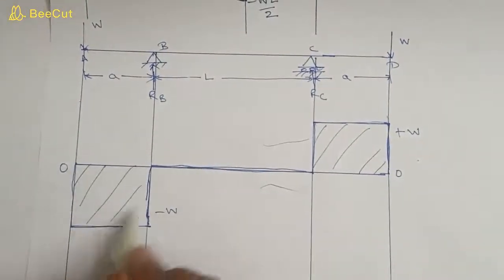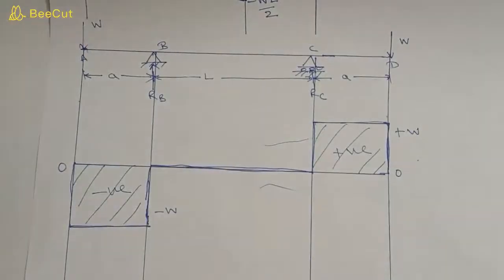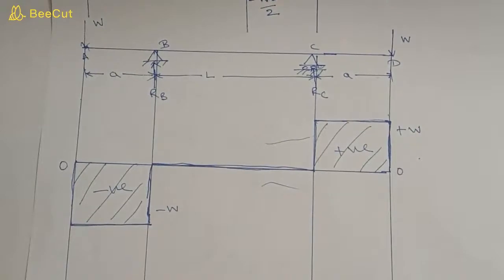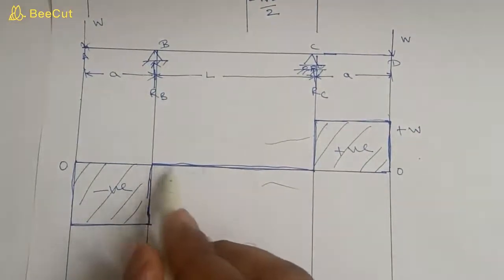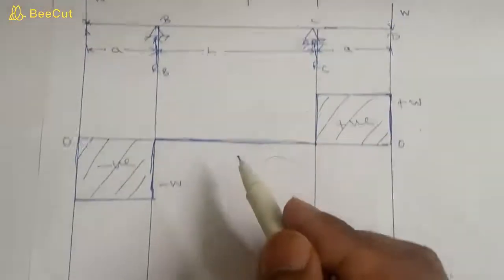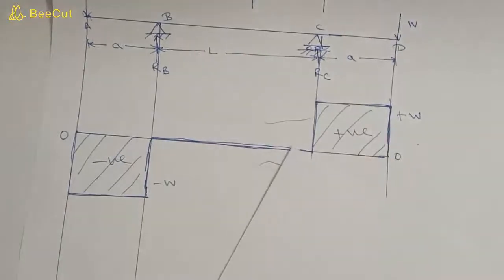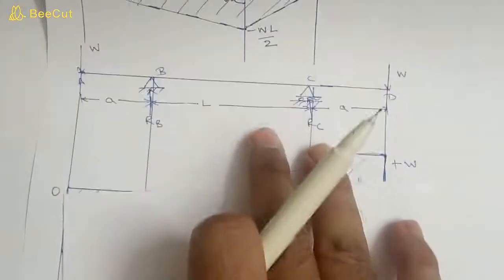So this is the shear force diagram, this is negative, this is positive. This is the shear force diagram for this beam. Now at this point shear force is 0, so bending moment should be constant. Let's see the proof from the bending moment diagram.